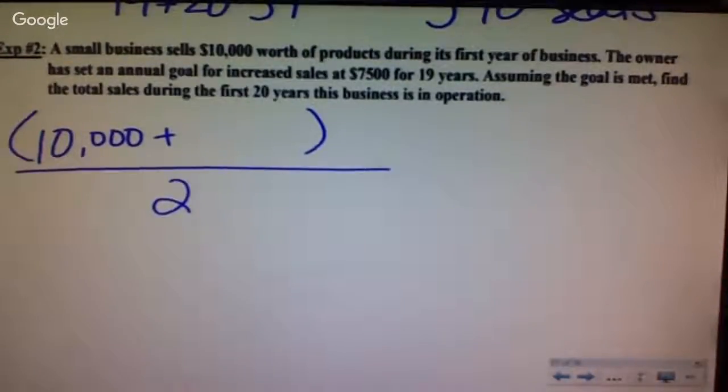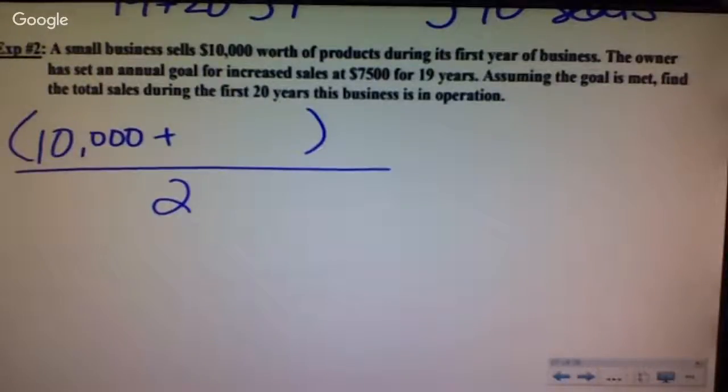How many numbers do we need to add together in this one? 19, 20, 21. Wait, numbers? How many numbers are going to be in my sequence? 19. 21. 18. Hold on, wait, what? Okay, hold up. Let's go back to this. So we know my first number is 10,000. Okay, we know that it's 10,000.